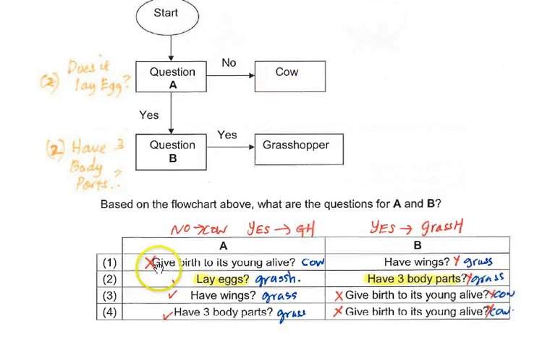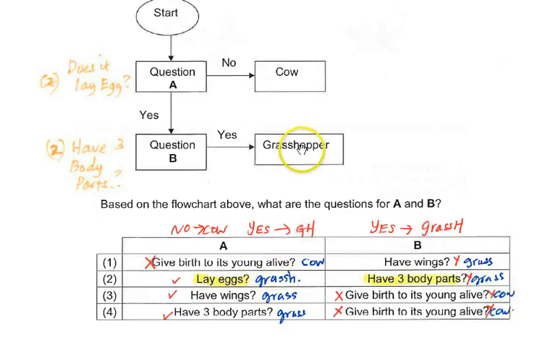Now let's try the first. Give birth to young alive. Yes, a cow will give birth to young alive. However, it says no here. It means the question cannot be give birth to young alive here. Cannot be. Right? Alright? The question must be something that when we say no, cow is the answer. It must be no. No, does it lay eggs? Now the grasshopper lays eggs.